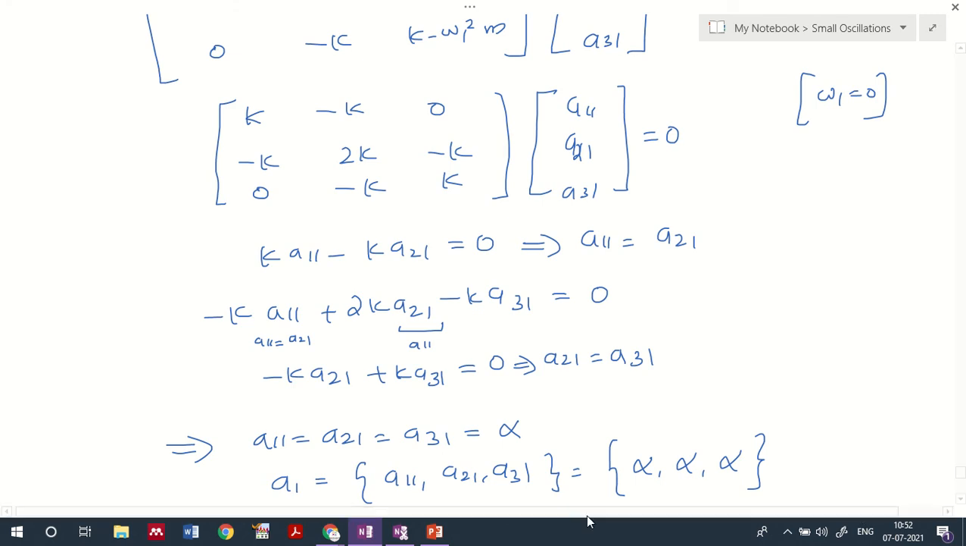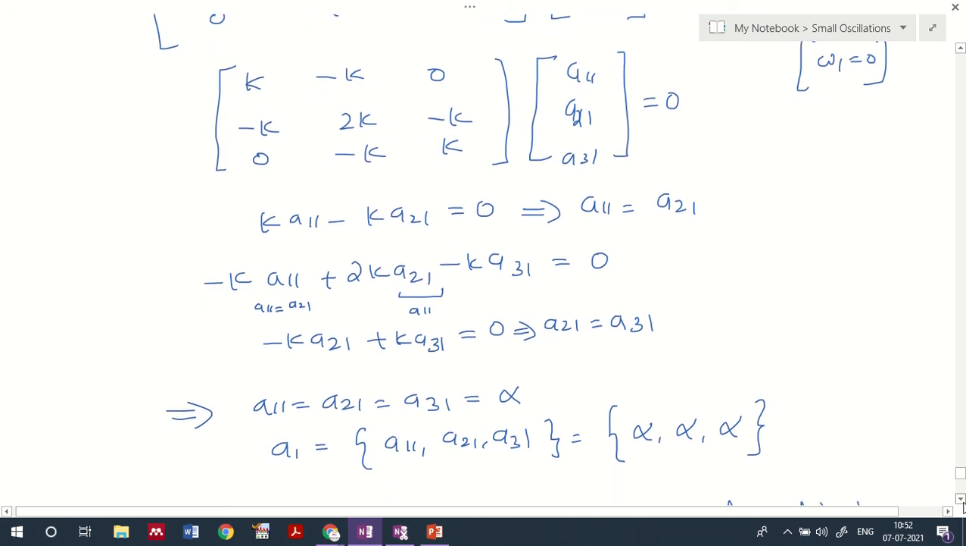Okay, here we have minus k A21 plus k A31 equal to 0. So that means A21 equal to A31. So what we get is that A11 equal to A21, then A21 equal to A31. That means A11 equal to A21 equal to A31 is equal to alpha. Then we consider A1 equal to the first set, that is A11, A21, A31, which are equal to alpha, alpha, alpha. I just gave alpha because all the elements are the same here.